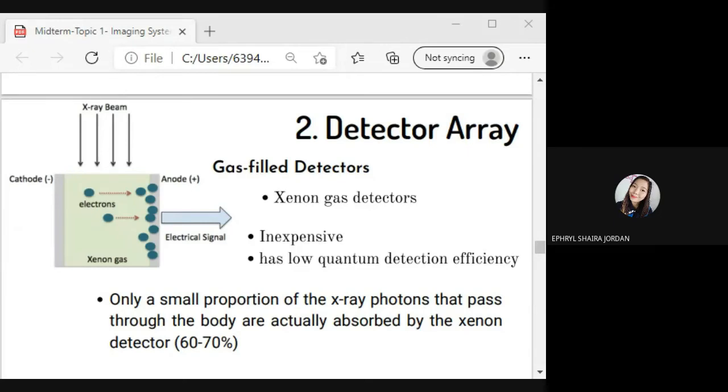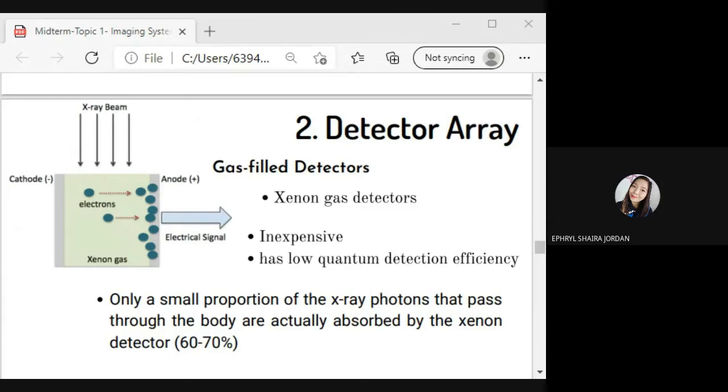So what are the possible effects of this low quantum detection efficiency? Well, if only 60 to 70% of the X-ray photons that pass through the patient are absorbed, this might require a higher radiation dose for the patient. So that is why these detectors are no longer used today.